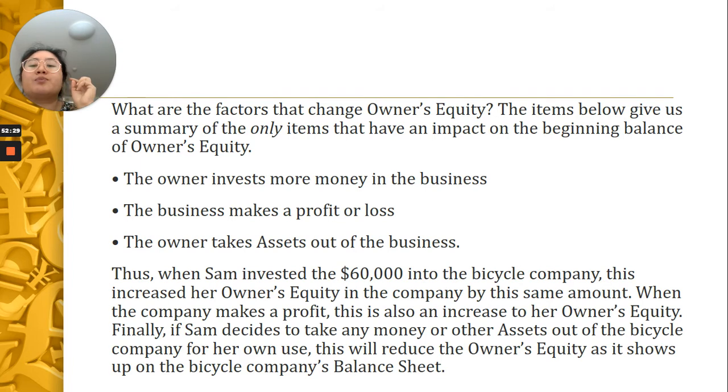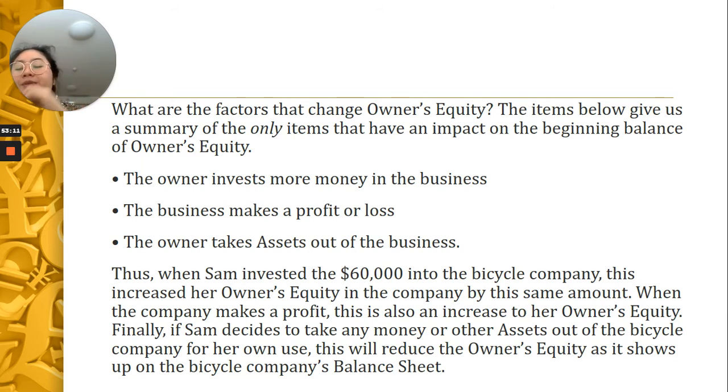The next one is the business makes a profit or loss. So this one will reflect in the retained earnings. And the owner takes assets out of the business. So this one is a part where the owner equity will decrease. So when Sam invests 60,000 into the bicycle company, this increases her owner equity in the company by the same amount. When the company makes a profit, it also increases the owner equity.